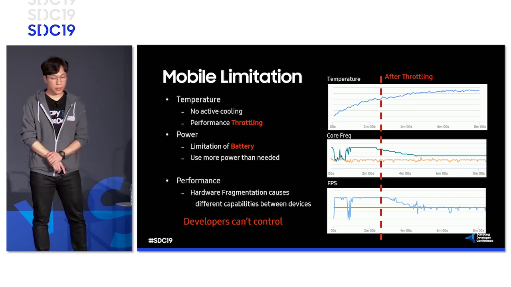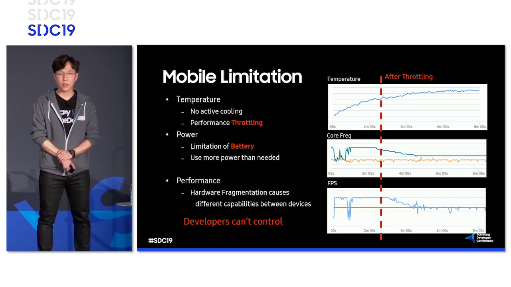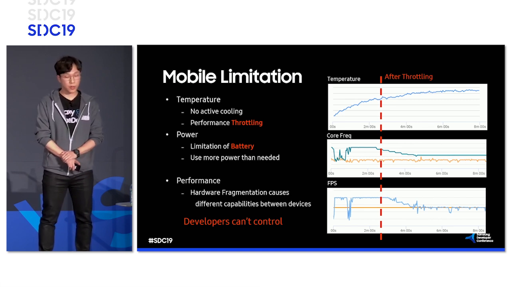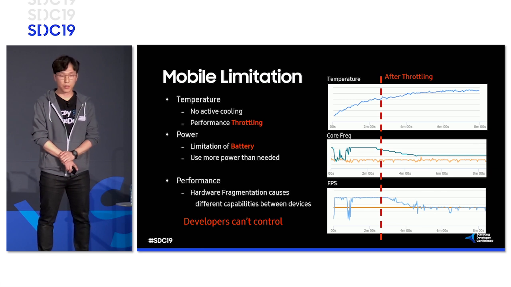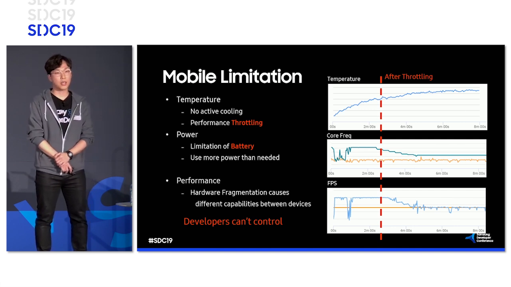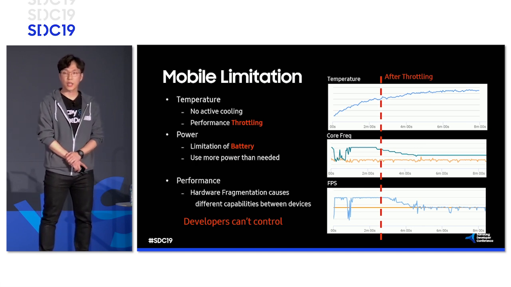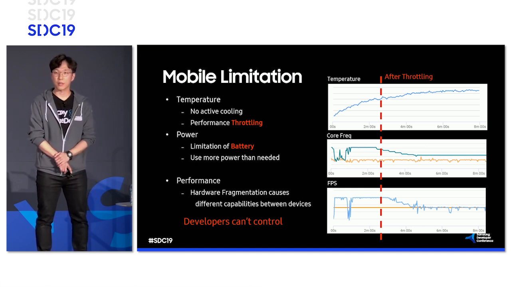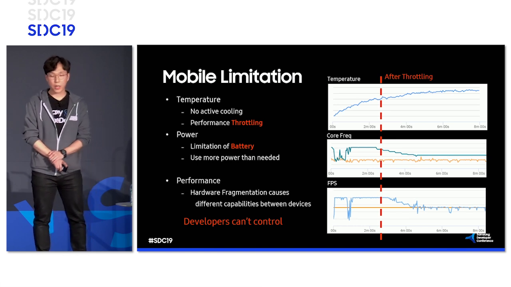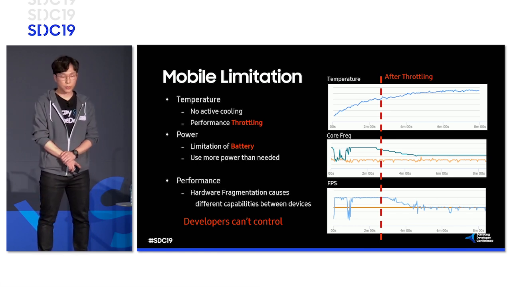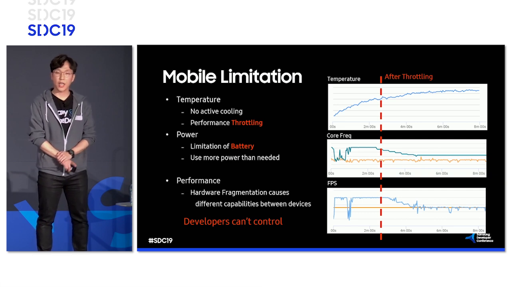The graph on the right shows the difference before and after thermal throttling. As you can see, FPS drops sharply and is not stable, and the core frequency also gradually decreases. Second, mobile has a battery limitation. So for the same performance, it is better to use less power. One way to reduce power is to use lower CPU and GPU frequency, and it also has a good effect on the temperature.